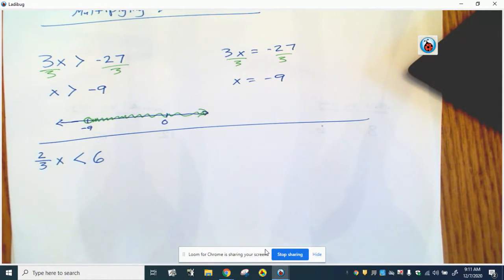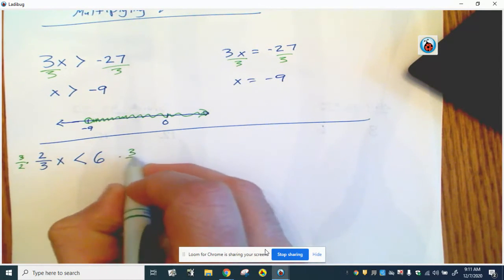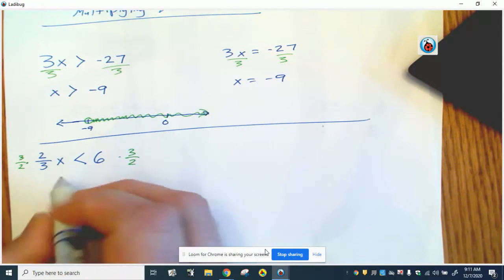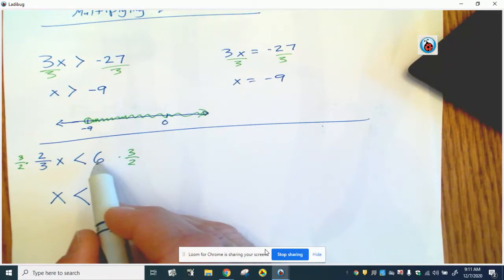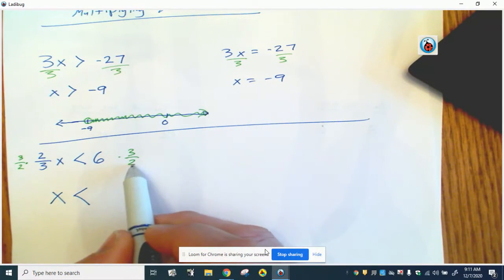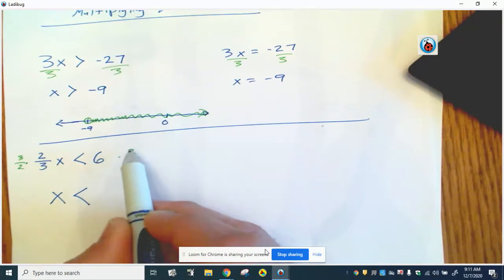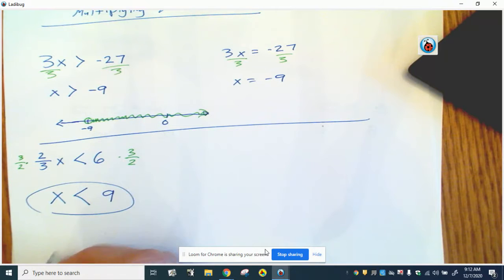We would solve this one the same way we would do if this was an equal sign. How do you get rid of this 2/3? Remember, we're going to multiply both sides by the reciprocal, right? 3 over 2. So the x, that cancels. I have x is less than. Remember, the easiest way is divide by the bottom number times by the top. 6 divided by 2 is 3. 3 times 3 is 9. So x is less than 9.